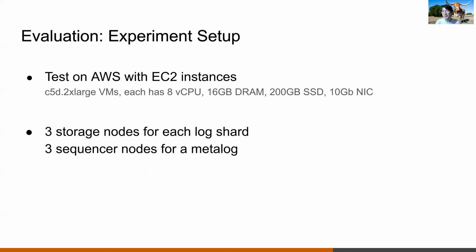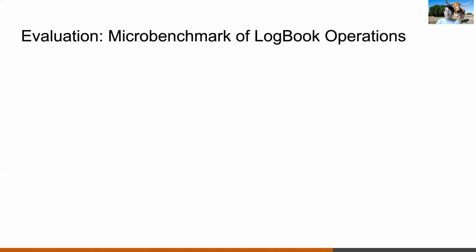Then we conduct our experiments on AWS with EC2 VMs. For a physical log, there are 3 storage nodes storing each log's shards, and there are 3 sequencer nodes storing its Metalog. We start the evaluation with microbenchmarks on LogBook operations.